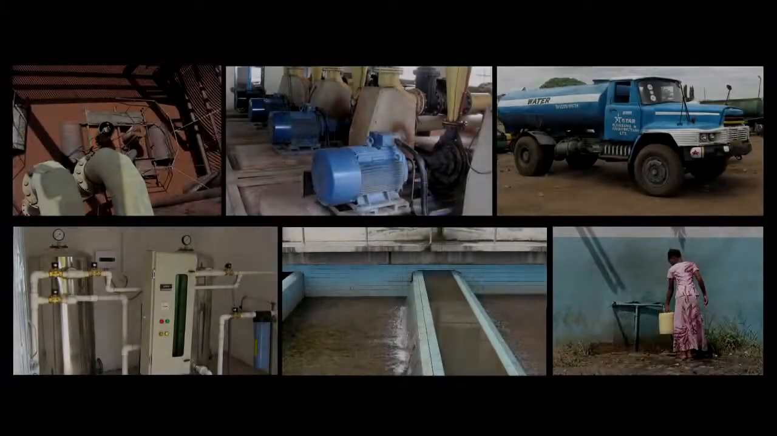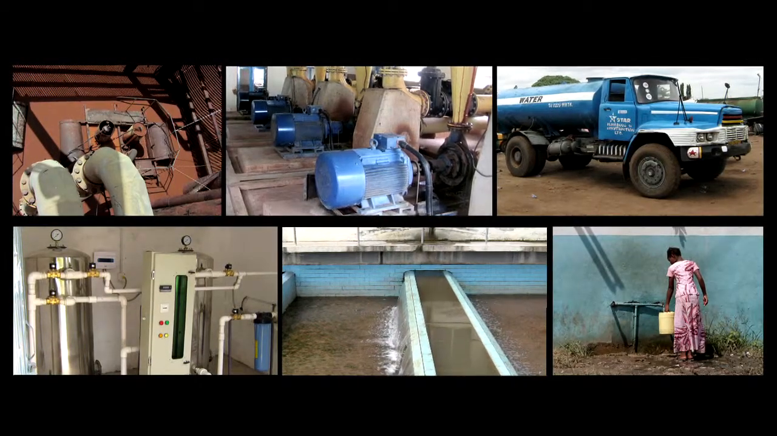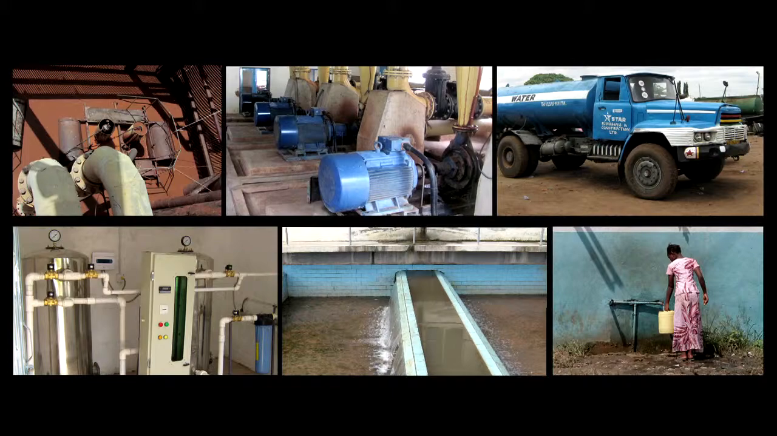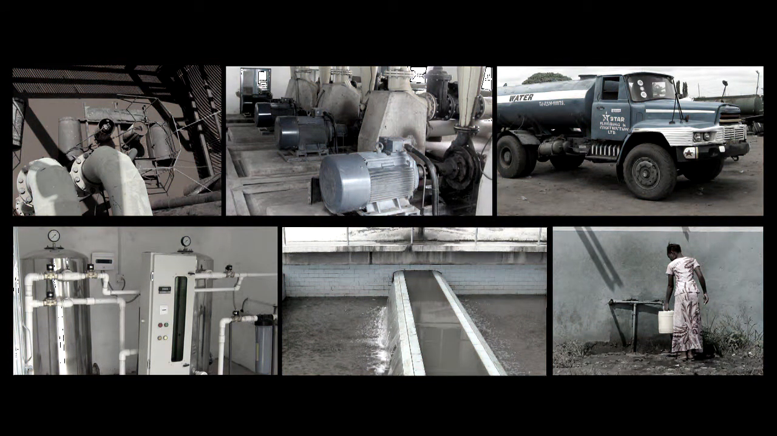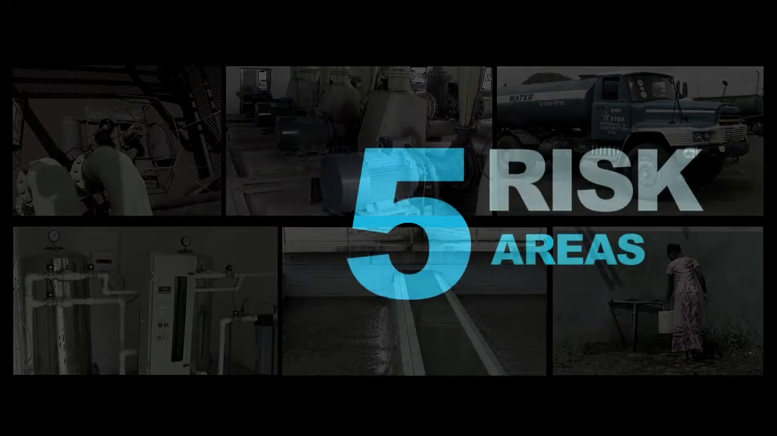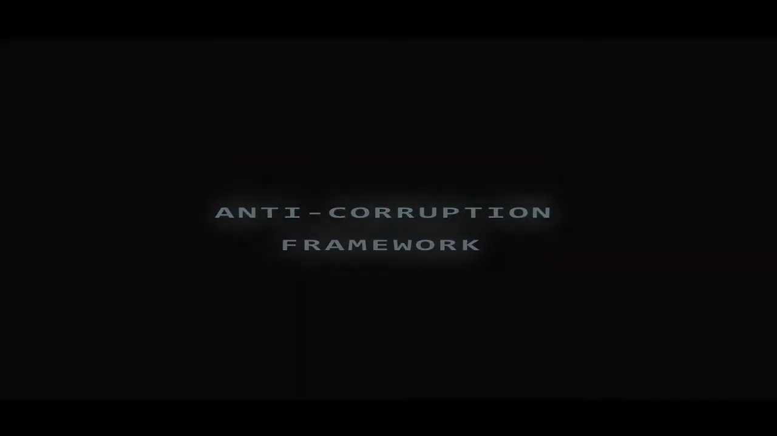Water corruption is hard to catch as it can happen at any point along the water development and delivery chain. The AWIS therefore looks at 5 main risk areas: policy and legislation, regulation, investment projects and programs, service provision, and the anti-corruption framework that is in place.